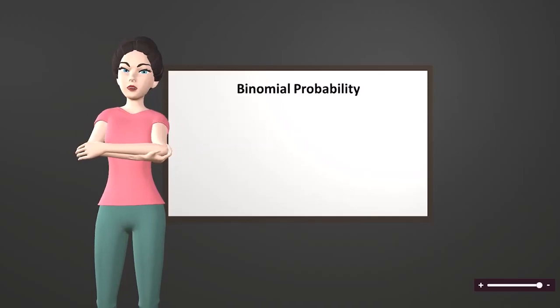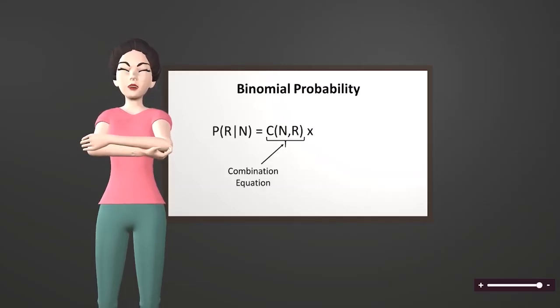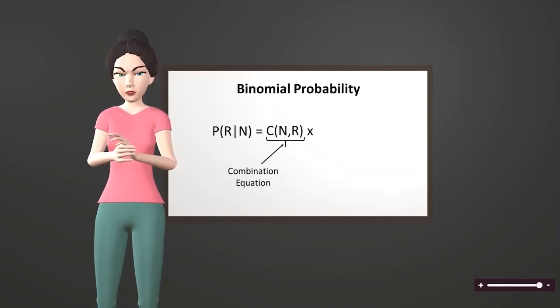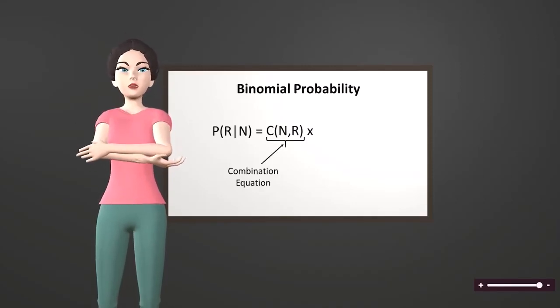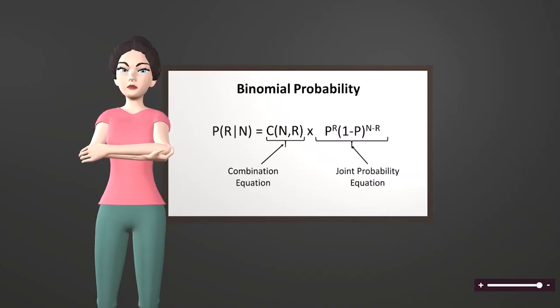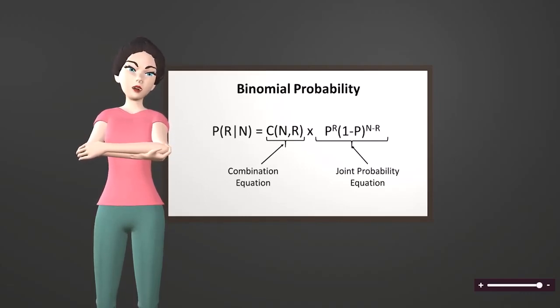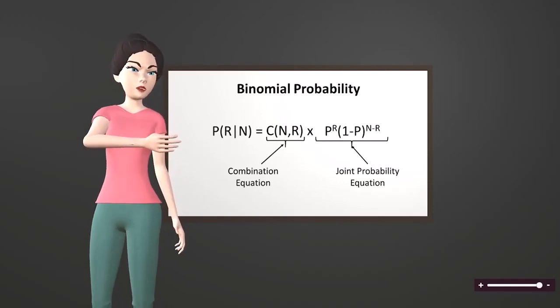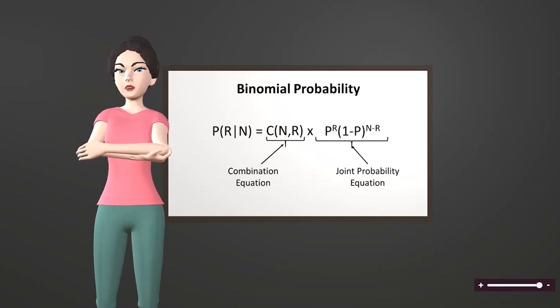As the final step in computing binomial probability, you just put those 2 parts together. You can figure out the probability of getting R successes out of N trials by multiplying the number of combinations for a sequence that has R successes out of N trials by the joint probability of any one of those sequences. When you do this, you are finding the probability of R successes in N trials. So if you put all that together, you get the formula on the screen. This is what we call a binomial probability.